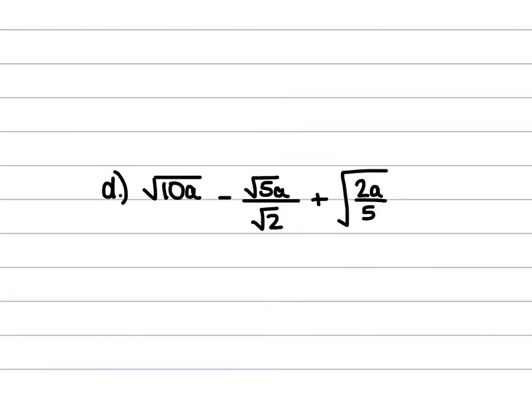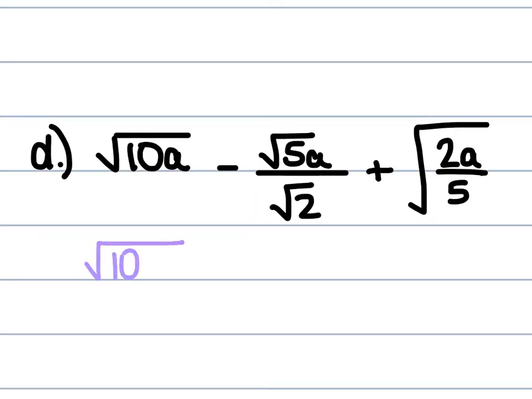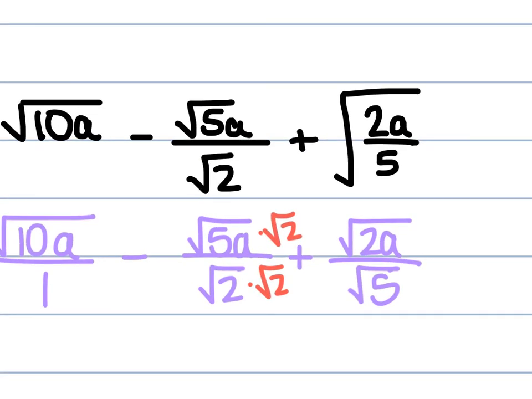For D, we have the square root of 10a minus the square root of 5a over the square root of 2 plus the square root of 2a over the square root of 5. So I'm going to just rewrite this to be the square root of 10a over 1 minus the square root of 5a over the square root of 2 plus the square root of 2a over the square root of 5. Like denominators, but first get rid of those radicals. Top and bottom of this middle fraction, square root of 2. Top and bottom of the last fraction, square root 5.